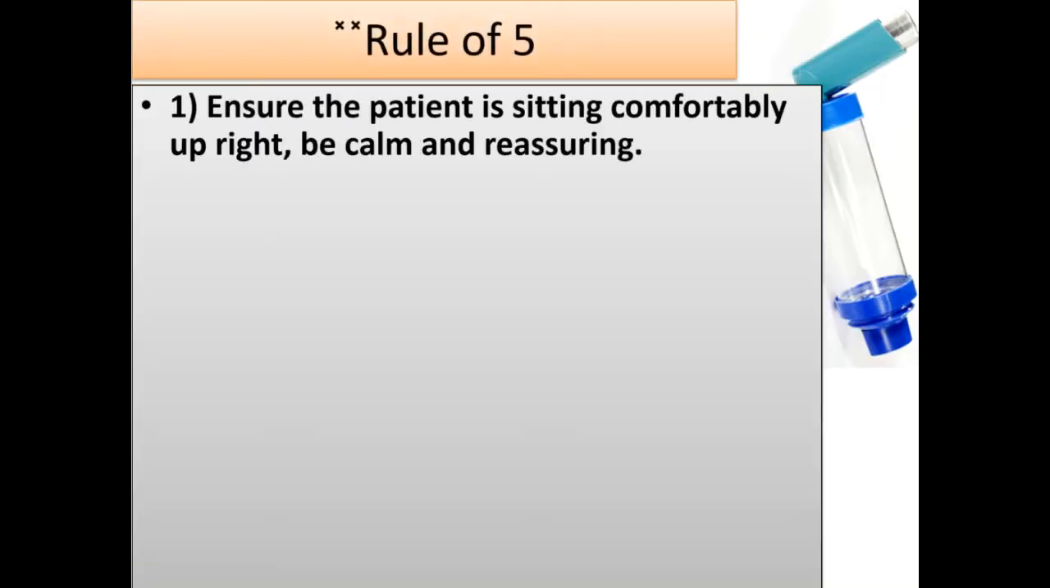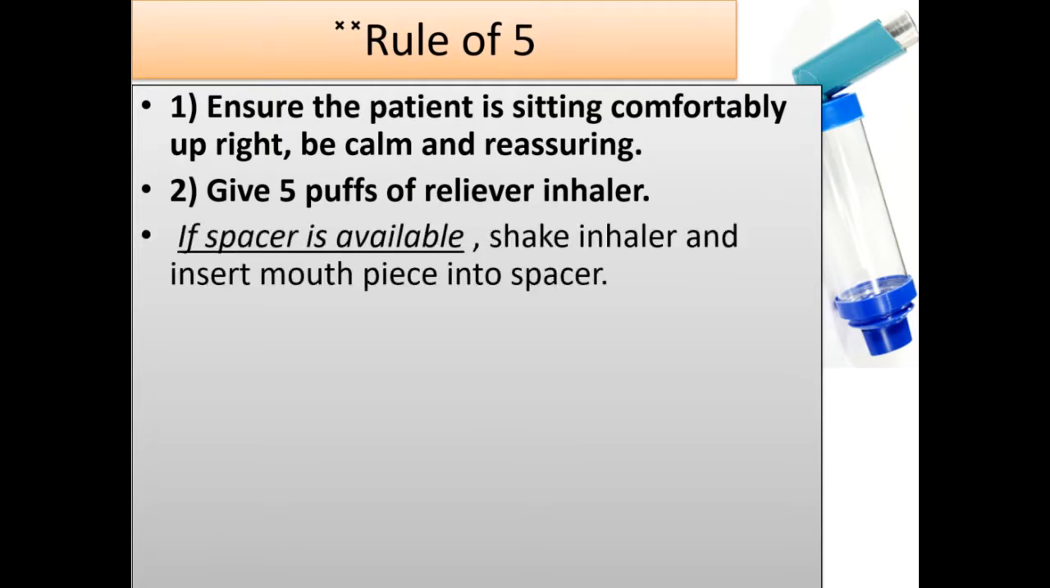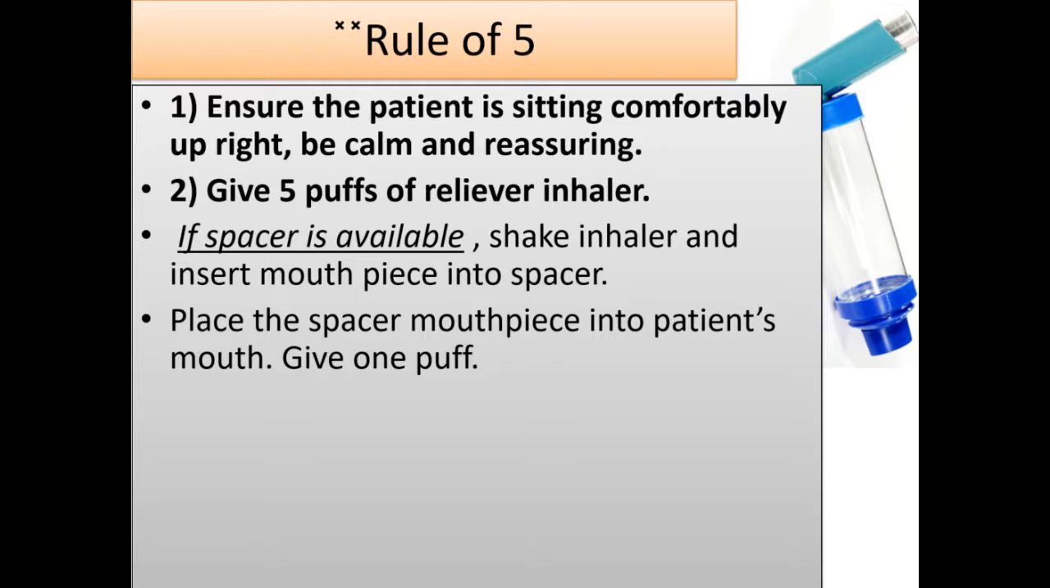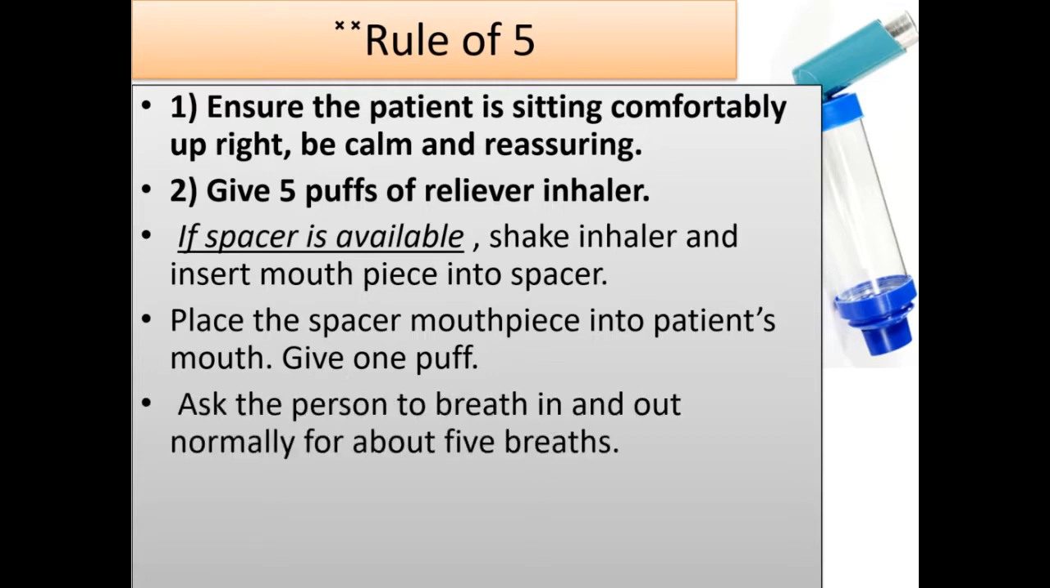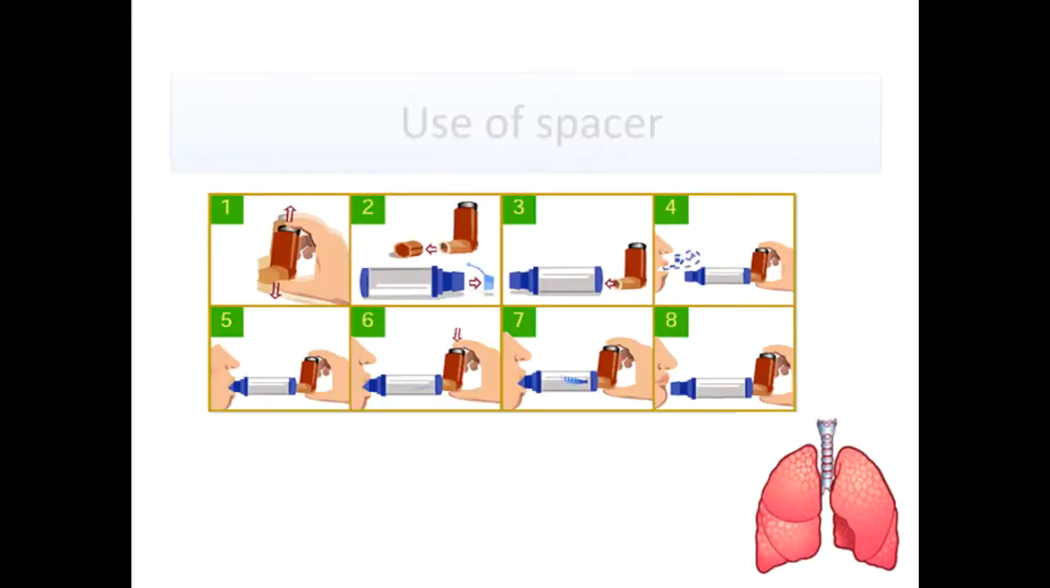Rule of 5. 1. Ensure the patient is sitting comfortably upright, be calm and reassuring. 2. Give 5 puffs of reliever inhaler. If a spacer is available, shake the inhaler and insert the mouthpiece into the spacer. Place the spacer mouthpiece into the patient's mouth. Give 1 puff. Ask the person to breathe in and out normally for about 5 breaths. Repeat in quick succession until 5 puffs have been given.